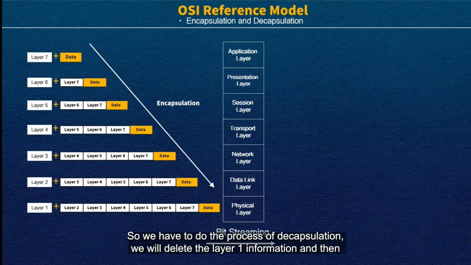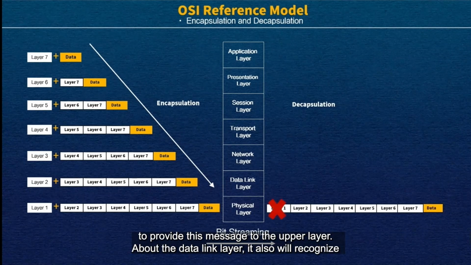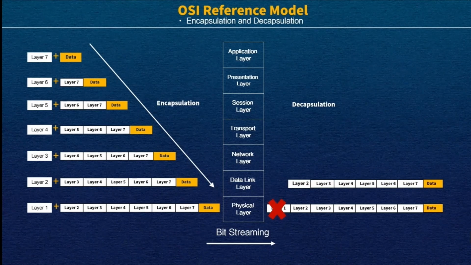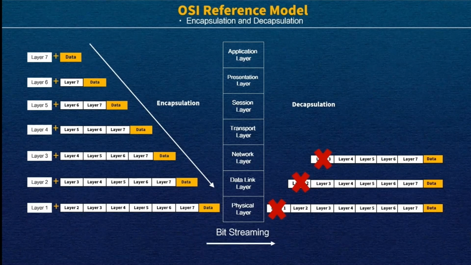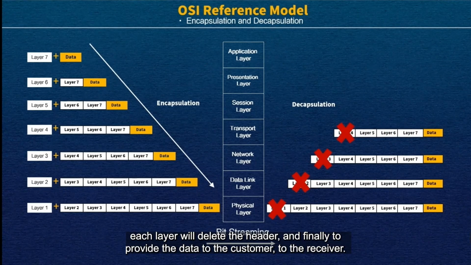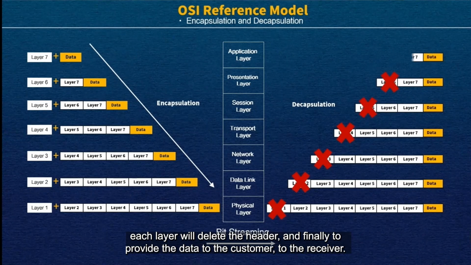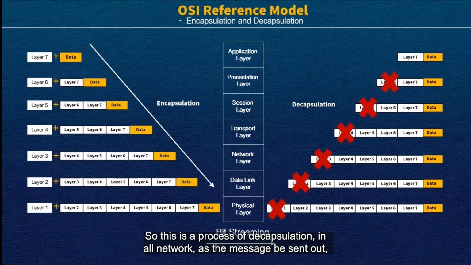So the process we have to do is de-encapsulation. We will delete the layer 1 information and then provide this message to the upper layer. About the data link layer, I also will recognize and then delete the layer 2 information, then provide the message to the upper layer. And finally, each layer will delete the header and finally provide the data to the receiver. So this is the process of de-encapsulation.